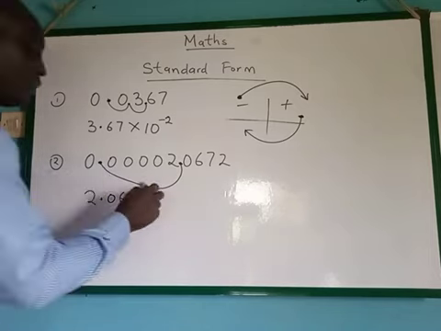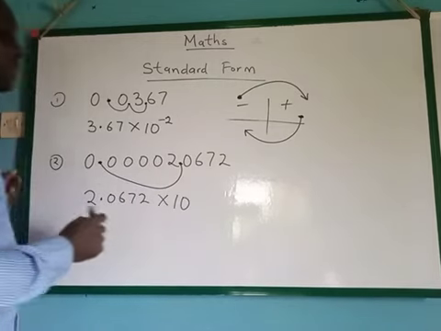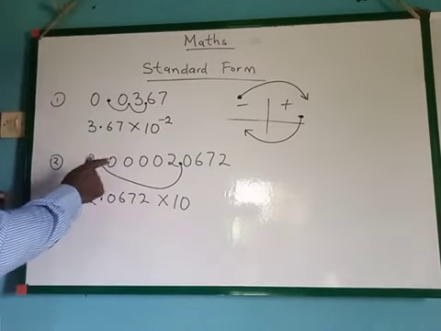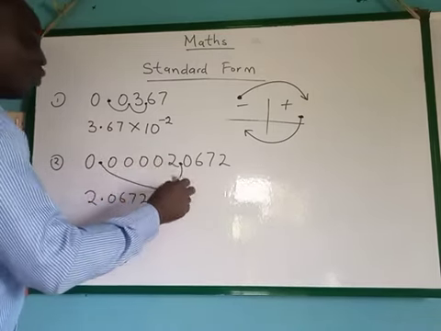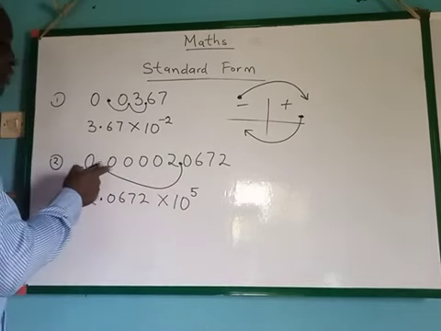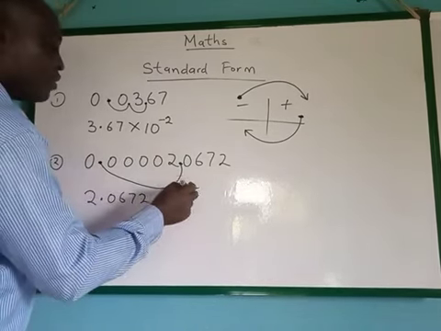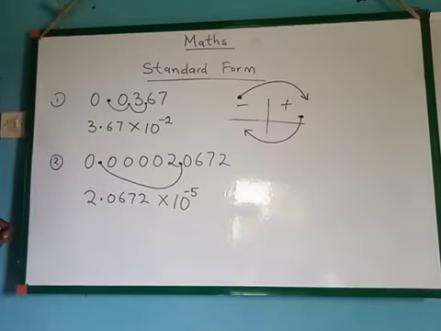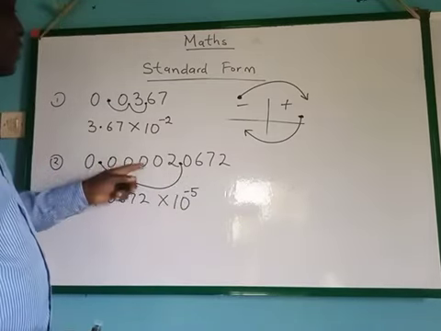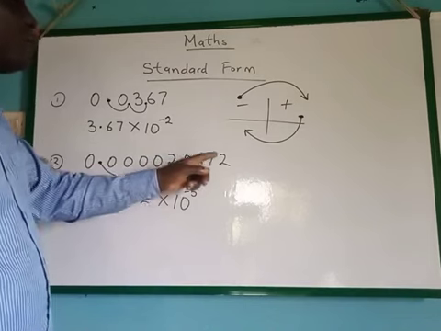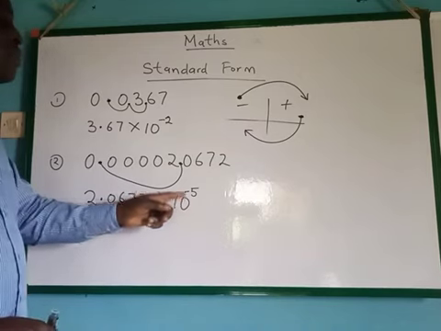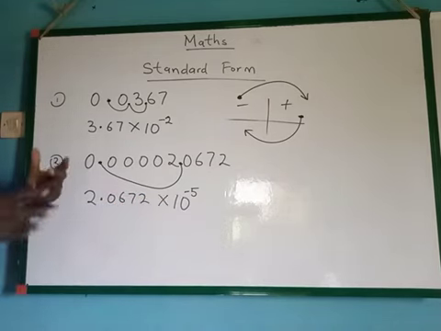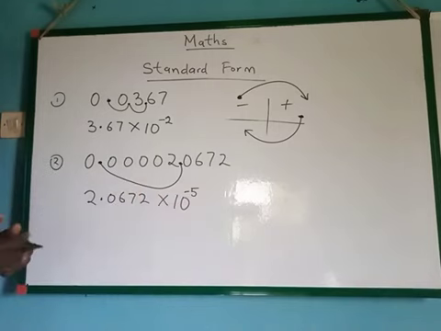So once I do that, I will have my 10 raised to power what? Count the number of digits you crossed. 1, 2, 3, 4, 5. So it is 5. But remember that we are moving from left to right. It becomes minus 5. So that is why 0.000020672 is the same thing as 2.0672 times 10 raised to power minus 5. So understand the negative aspect of the power, and how we got the power.